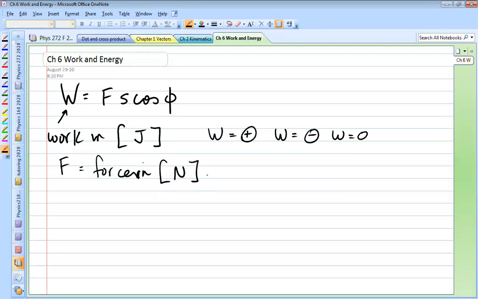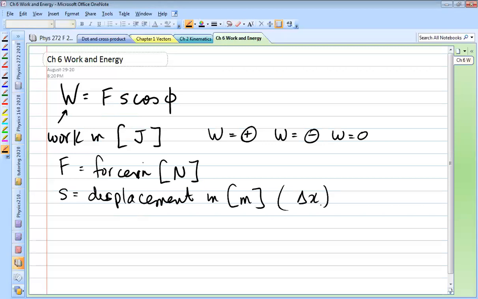Now notice how work is a scalar quantity, force is a vector quantity, but so is displacement. So this F refers to the magnitude of the force in this equation. The S refers to the magnitude of the displacement. Now sometimes this S is replaced with a delta X. So depending on the video or the example, you may see a delta X instead of displacement. And so in order for work to be done, the object has to move. So if you're just standing there holding something, no matter how hard it is, if it's not moving, technically there's no work done.